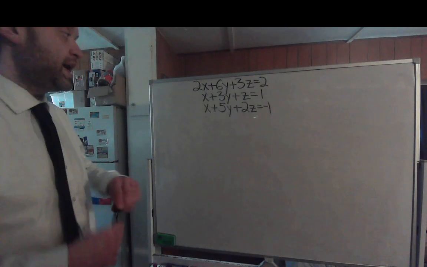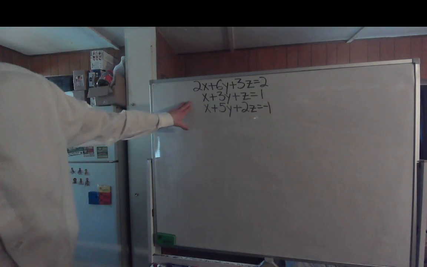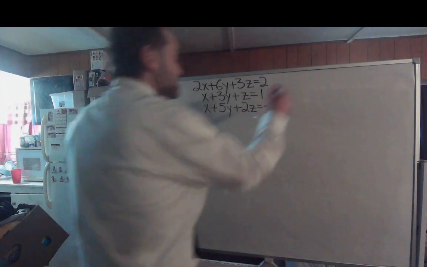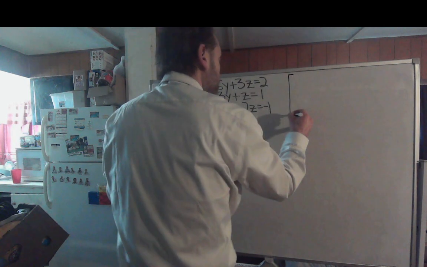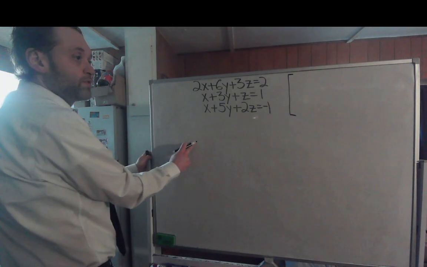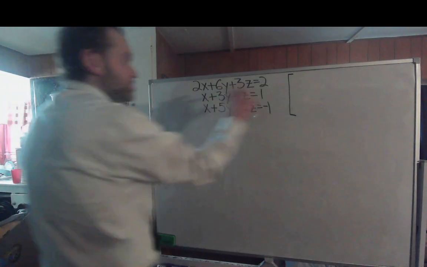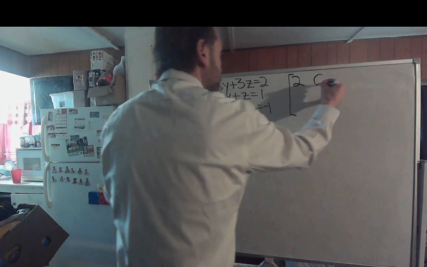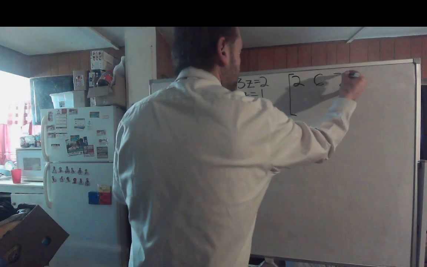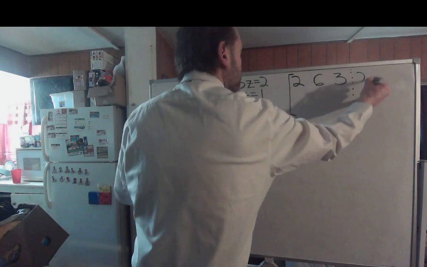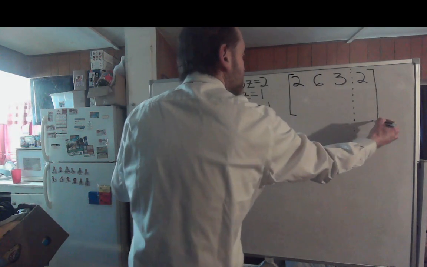So now that we have our system here, let's go ahead and convert this into an augmented matrix. So you have three equations, that means you'll have three rows. So for your first row, take your x coefficient, which is 2, your y coefficient, which is 6, your z coefficient, which is 3, then form your augmented line, which would be 2, and then continue on for the next two rows.